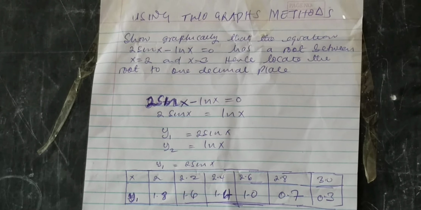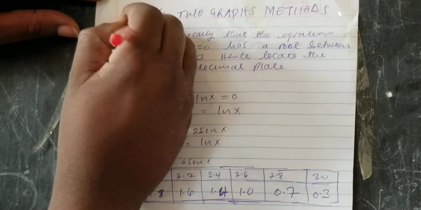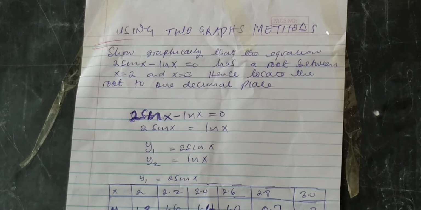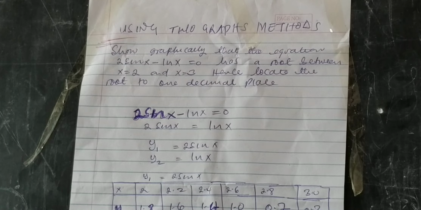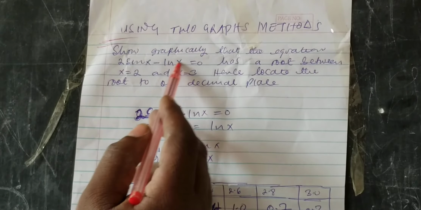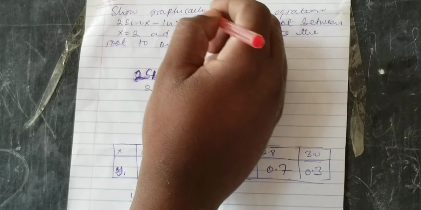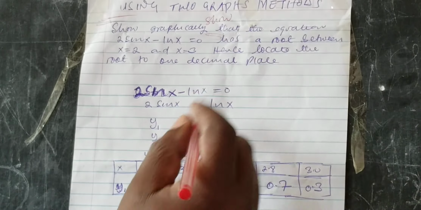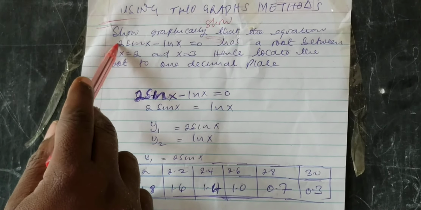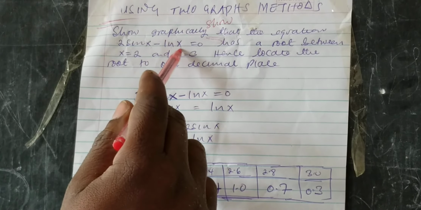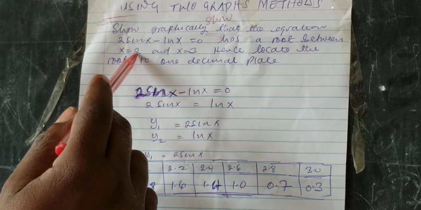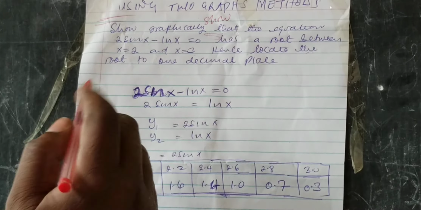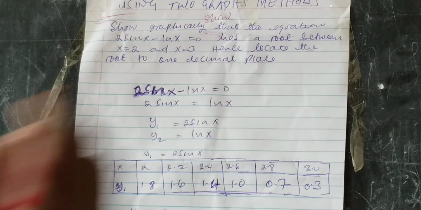We can also look at now the double graph method, 2 graphs. Some questions are very tricky. They don't tell you to use a double graph method. They say use graphs. That is a plural, which means that you must plot 2 graphs. So we are given: graphically show that the equation 2 sine x minus ln x has a root between x is equal to 2 and x is equal to 3. Hence locate the root to one decimal place.